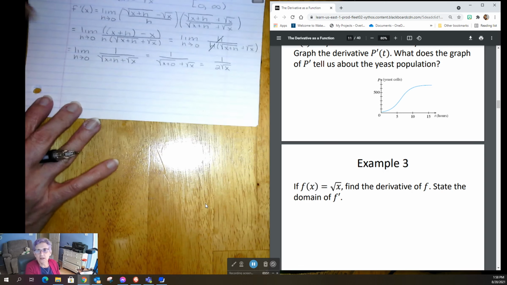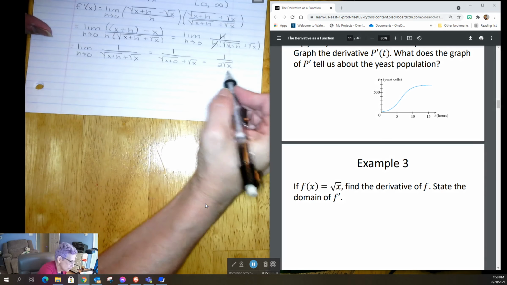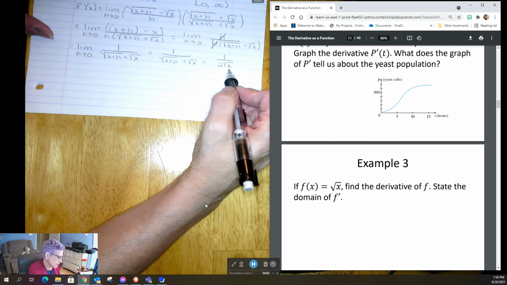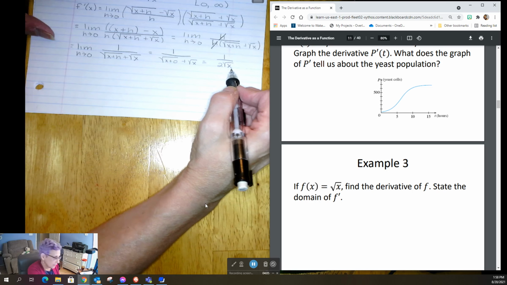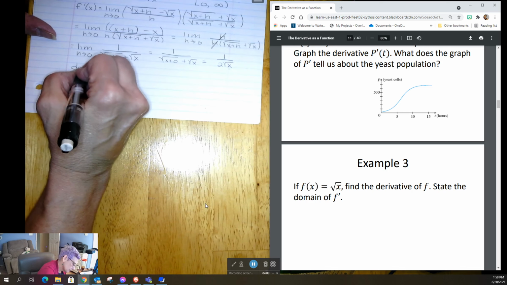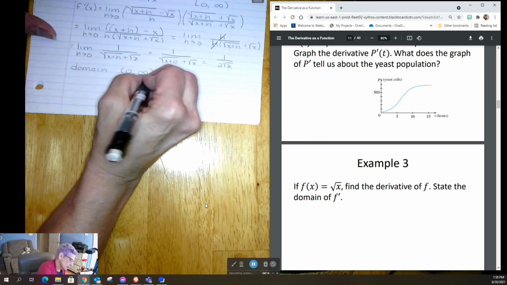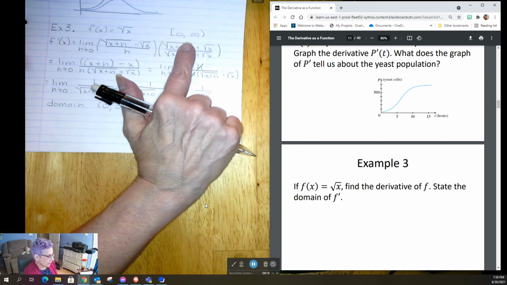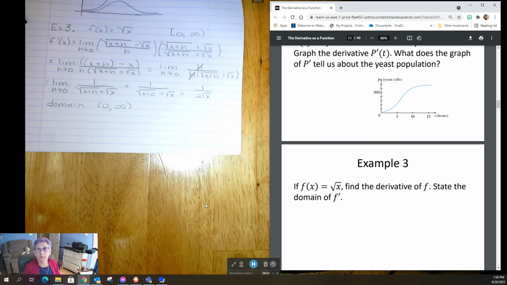So, what is the domain of this new function, my derivative function? Well, I still can't take the square root of anything that's less than 0, but I also cannot plug 0 into that thing because it's in the denominator. So the domain is all positive numbers. It's the same as the domain of the original function, but the endpoint gets left off.